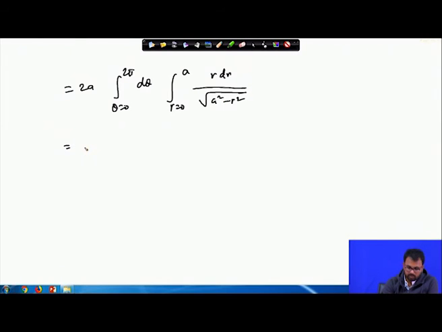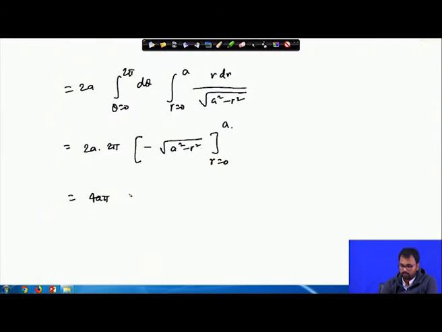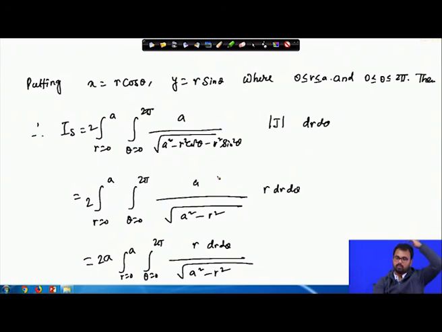So this will be 2a times 2 pi, and this integral would be minus the square root of a square minus r square, where r is running from 0 to a. So this is basically 4 a pi, and when we substitute r equals a, this will be 0 plus a, so that means 4 pi a square. So this is the required surface area of this sphere.